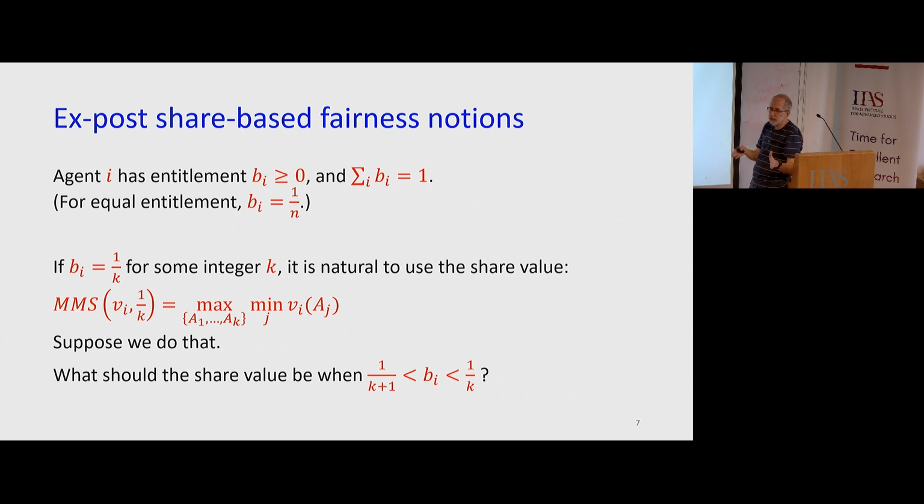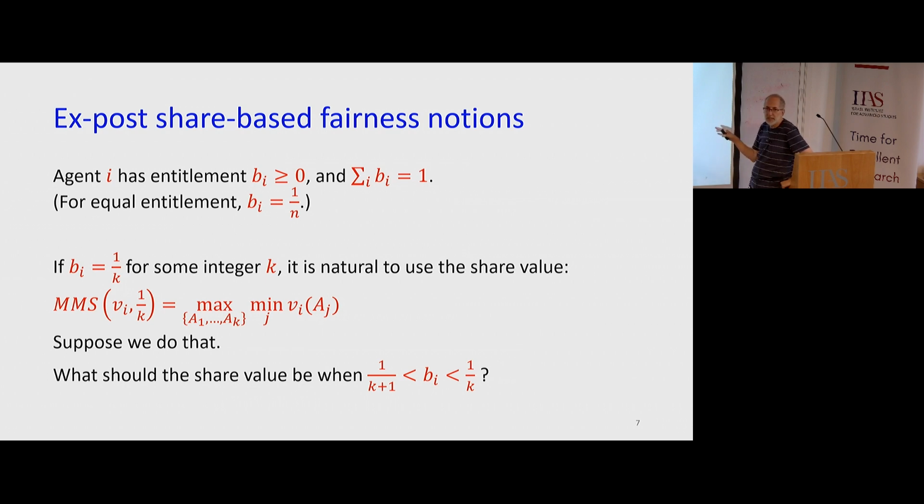The problem with the MMS share was it said you partition the items into n parts, if there are n agents, and you get the worst part. But if they have unequal entitlement, why should they all be entitled to the same thing, like a part? So in the special case where your entitlement is 1 over an integer, 1 over k for some integer k, you can think of using the MMS, but not partitioning into n parts, but partitioning into k parts. Because if my entitlement is 1 over k, if I was in this situation with equal entitlement agents, there would be k agents, then I would be partitioning it into k parts and getting the worst part. So I can take the MMS with respect to entitlement 1 over k, not 1 over n. This is a natural thing that we can do if the entitlement happens to be of this special form.